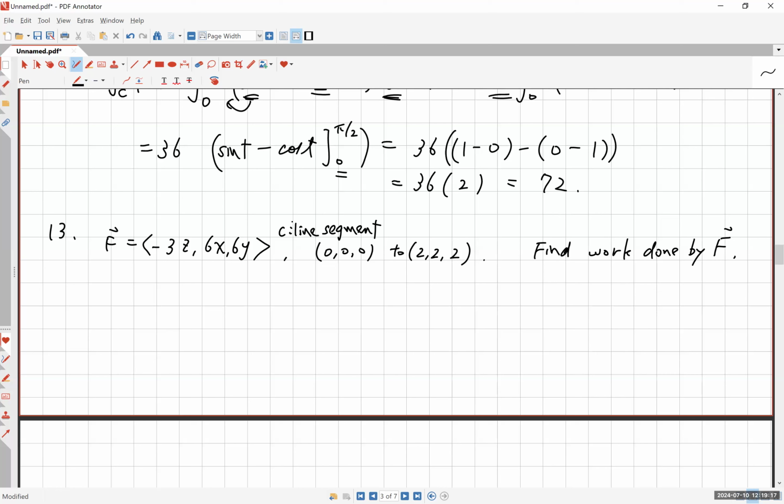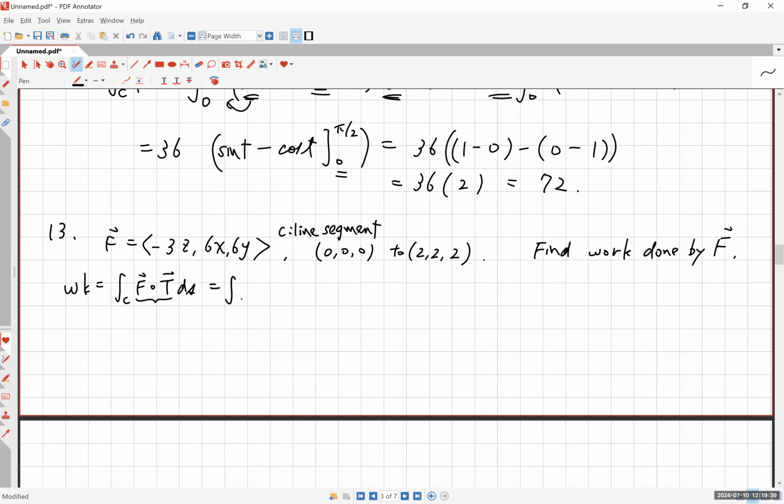What's work? How do you find work? Not like finding a job, right? Finding the work. Well, the work along a curve is, if you remember, F dot T ds, right? Because this dot product gives you the force in the direction of the motion.